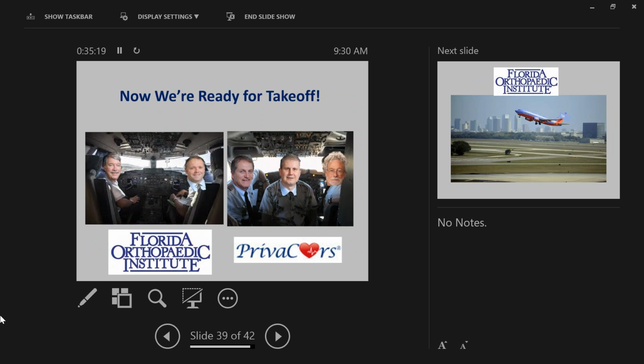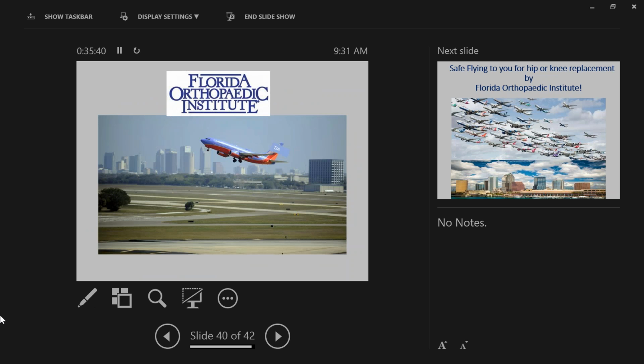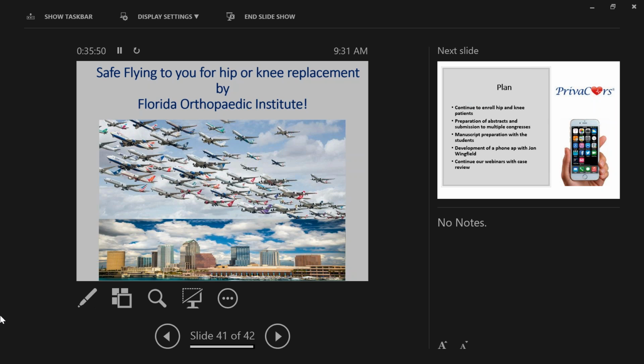And we feel as mechanics on this plane that we need to save the heart and the hip. And so now we're ready for takeoff, and there are the pilots and the mechanic, and we're all in the cockpit and ready to go because we've approved these patients, and we have changed the course of their convalescence and post-op complication rate. And so Florida Orthopaedic Institute, there's the plane taking off, looks like a Southwest Airline. It says TJA on the back, total joint arthroplasty, and safe flying to you for hip and knee replacement by Florida Orthopaedic Institute.